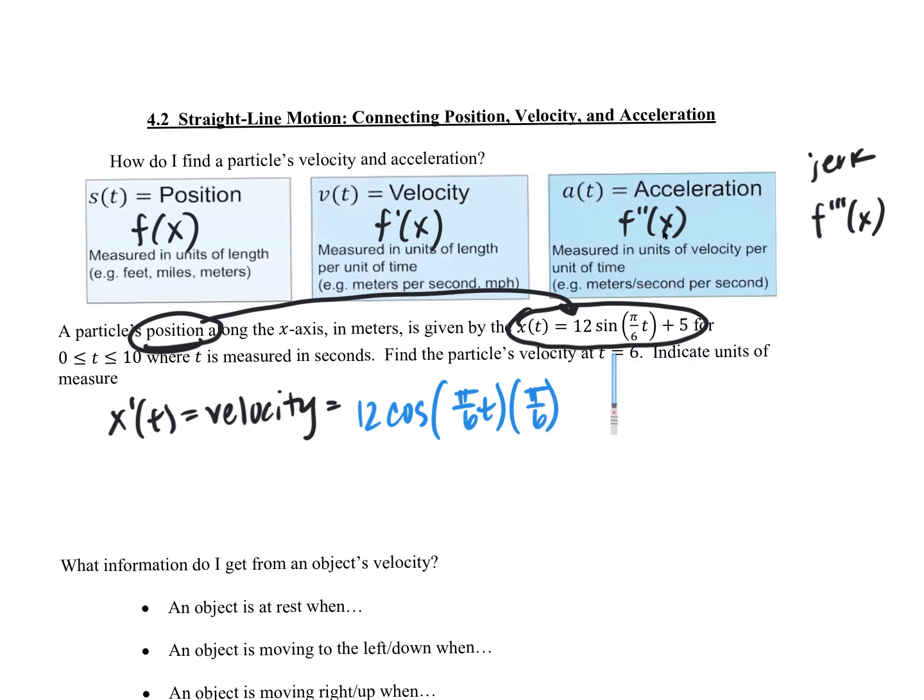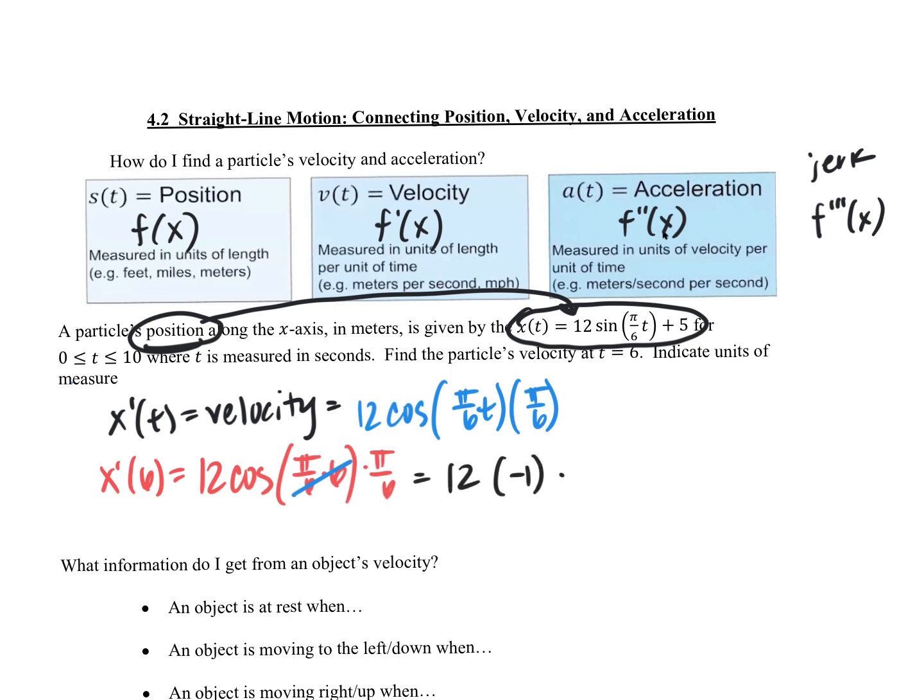I said, what's the velocity at t is 6? So now we just have to say, okay, x prime of 6 is going to be 12 cosine of pi over 6 times 6. We love to see that, don't we? So it's just the cosine at pi, which is negative 1. So we've got 12 times negative 1 times pi over 6. That's 12 sixths. Could I just say that's 2? Final answer? You got it.